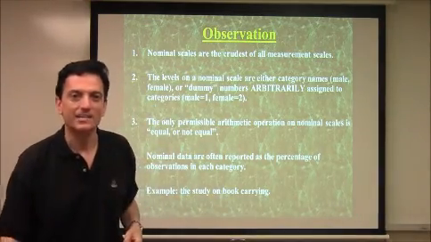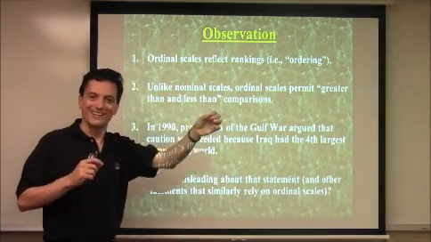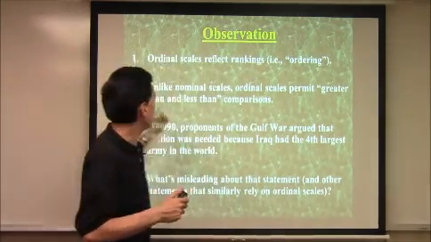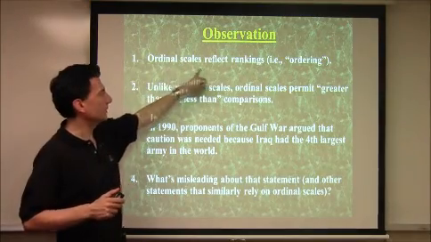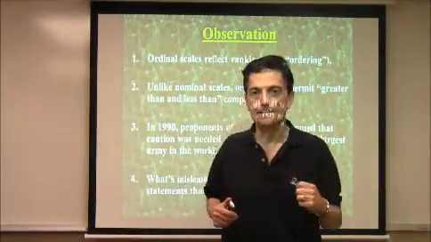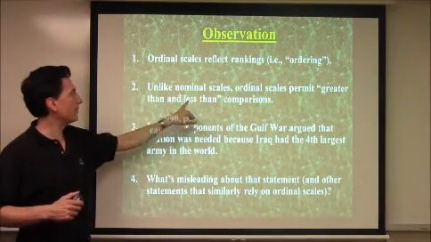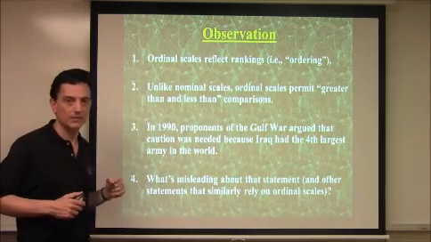Let's now move on and get to our second measurement scale. This is now 1 level more sophisticated than the nominal scale. We call this an ordinal scale, and it reflects rankings. We sometimes call this a rank scale. Okay? So unlike the nominal scales, ordinal scales permit greater than and less than comparisons.